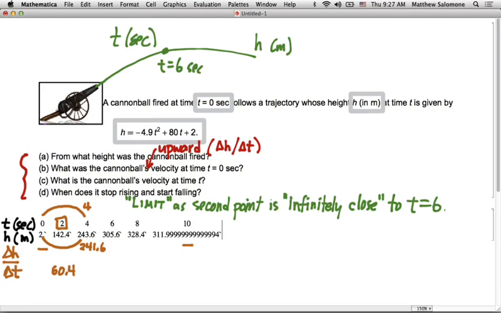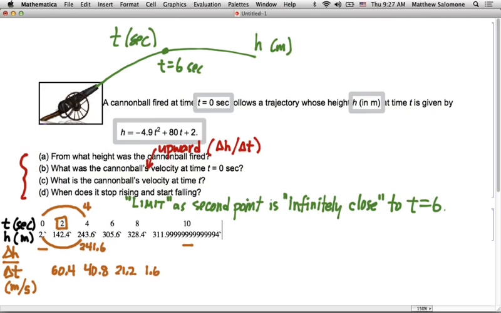And the units of that 60.4 will be, what would the units of dh dt be here? Right, h is measured in meters, t is measured in seconds, and so this is 60.4 meters per second is the average rate of change. We'll do that for t equals 4, 6, and 8. All right, so there are our average rates of change at these 4 different points in time, 2, 4, 6, and 8. But now, something we notice about these average rates of change.